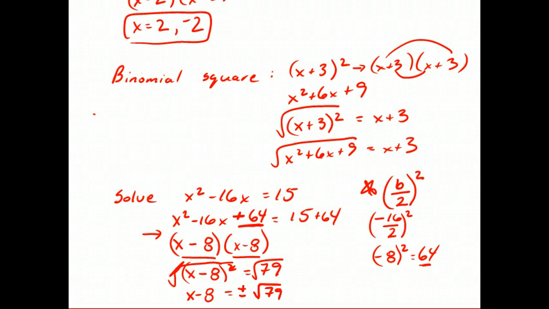Okay, so what's x? Let's get x by itself here. So I'm going to go over here and write my answer. I'm going to add 8 to both sides, so x is going to equal plus or minus the square root of 79 plus 8. And that's it. Okay, so let's try another example.